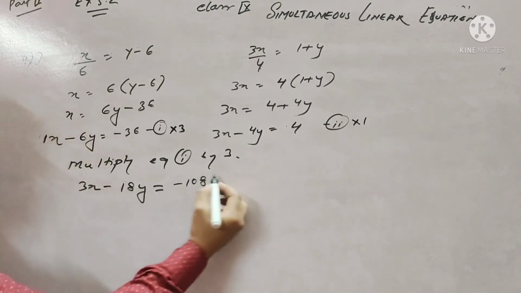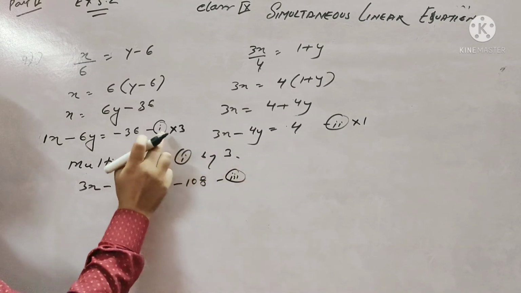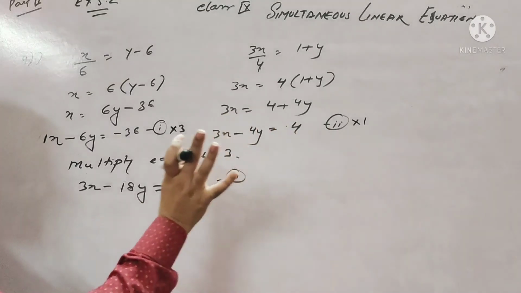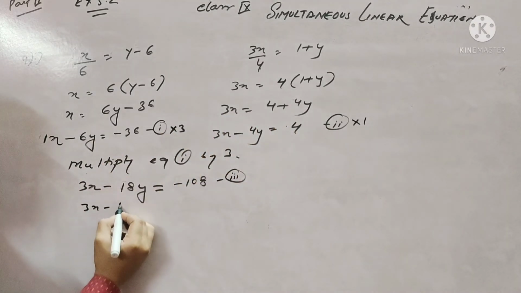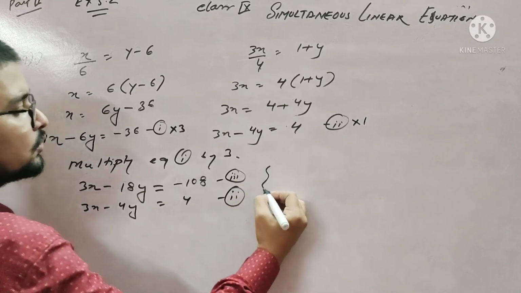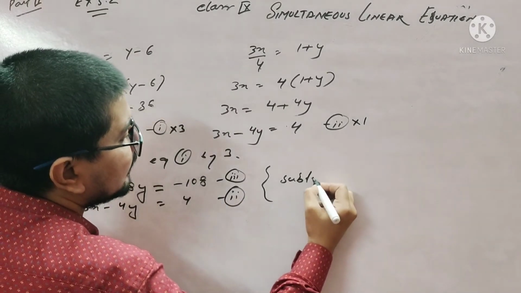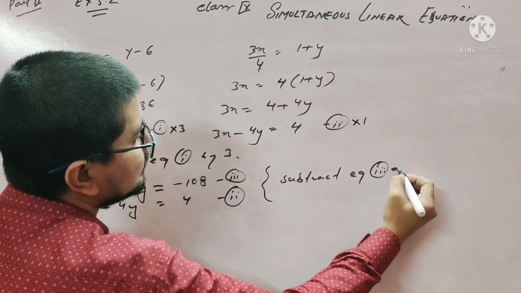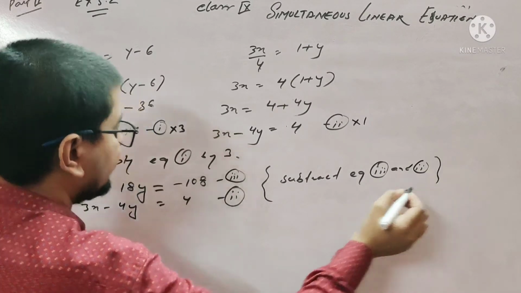So this is your equation 3, because equation 1 multiplied by 3 we take as equation 3, and equation 2 is the same, that is 3x minus 4y equals 4. This is your equation 2. So we subtract equation 3 and 2. Okay, done.